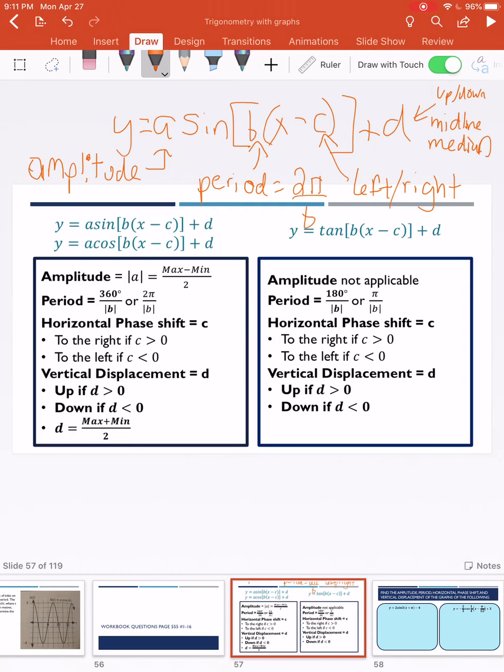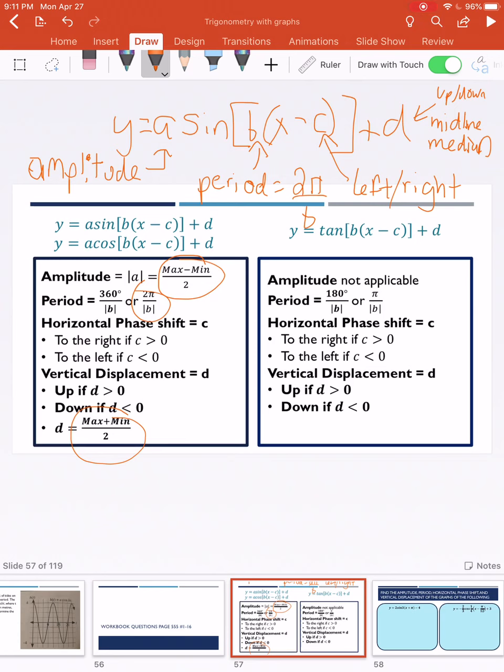Okay, so this just reviews what we've talked about. You can use this formula to find the amplitude. To find the midline, you can also use the formula, except there's an addition sign, so it'd be max plus min divided by 2. Period, you would use 2 pi over B or 360 over B, depending if your graph is in degrees or radians. Horizontal shift and vertical shift, it's the exact same thing as when we did transformations.